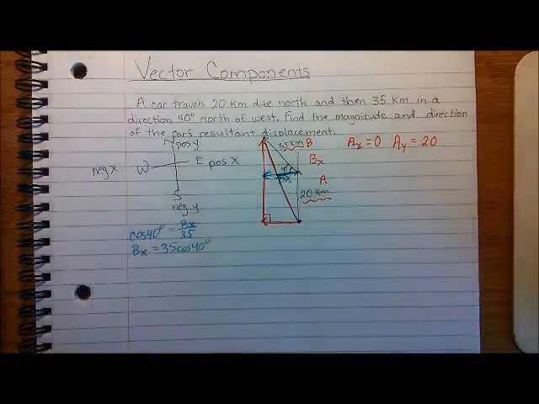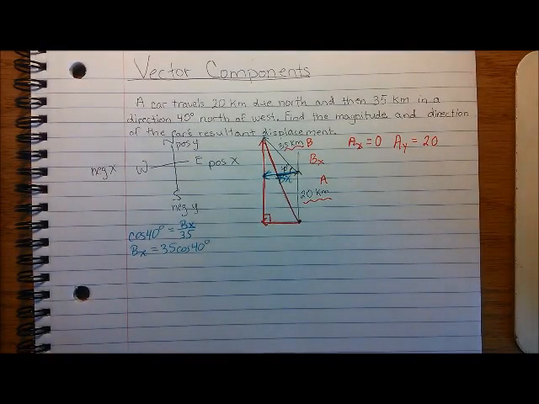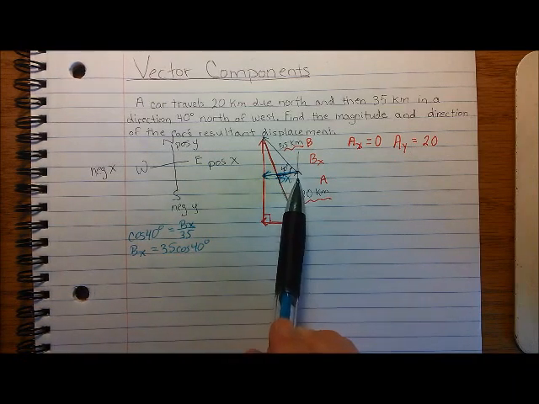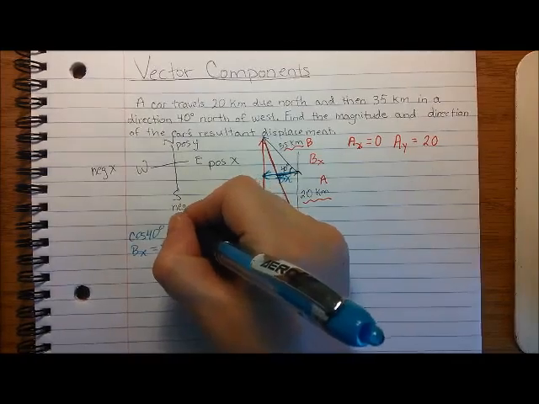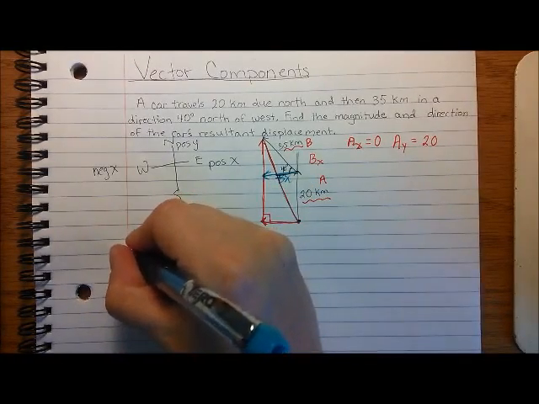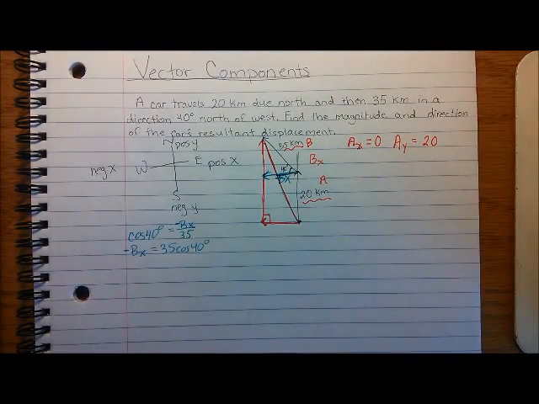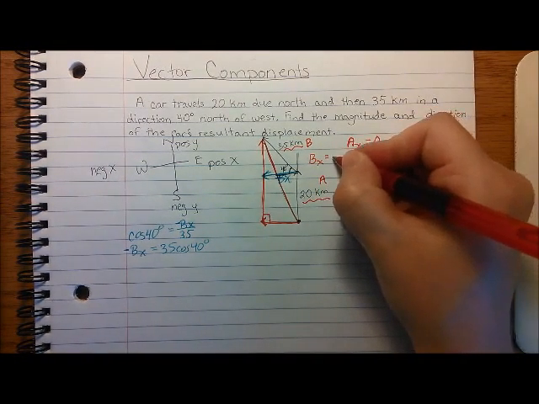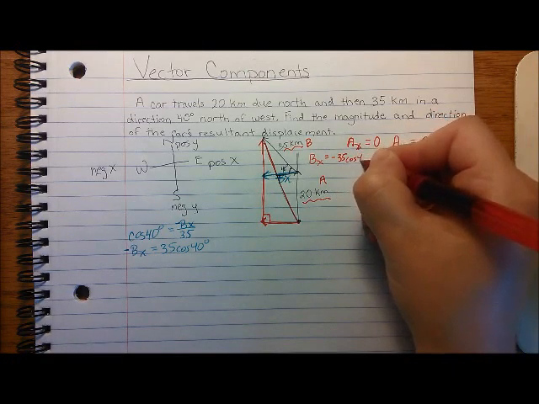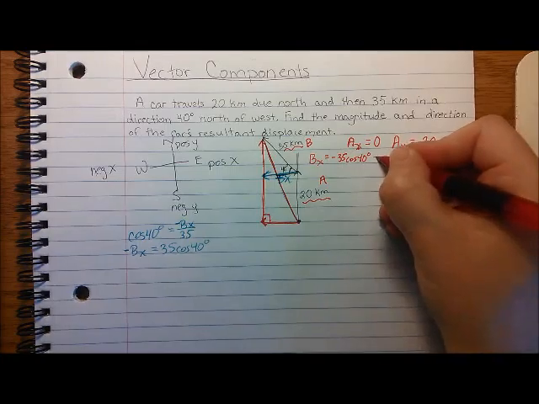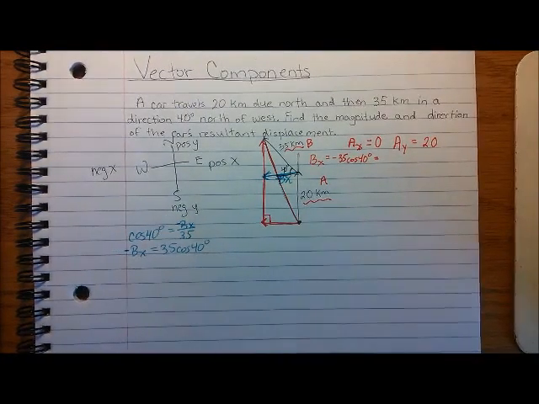And actually, if you guys notice, I forgot something here. We have to remember that since this guy is going west, it's going to end up being negative. So let's make this a negative bx here so we can remind ourselves to put that negative in later. That's going to end up being important. All right, so let's write bx equals negative 35 cosine 40 degrees. We'll plug that into our calculators later.